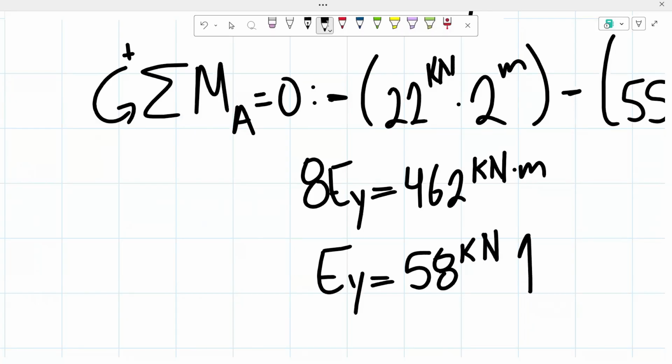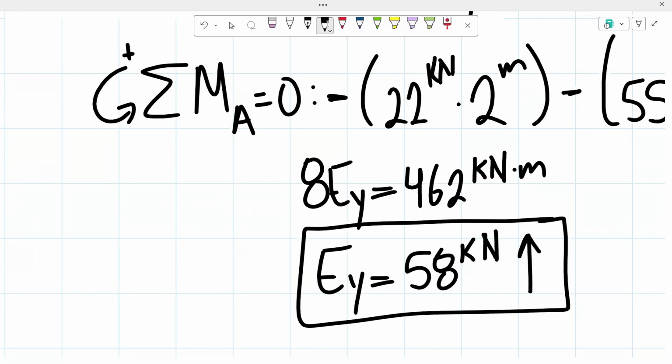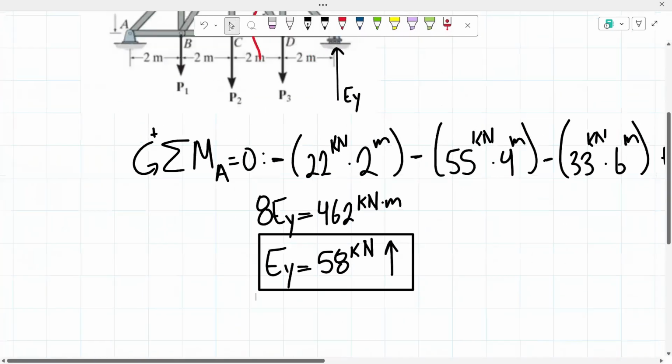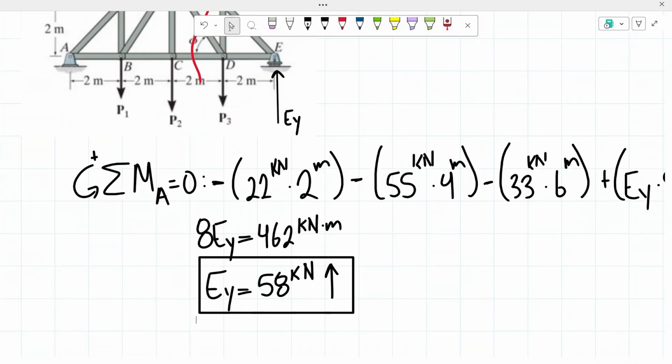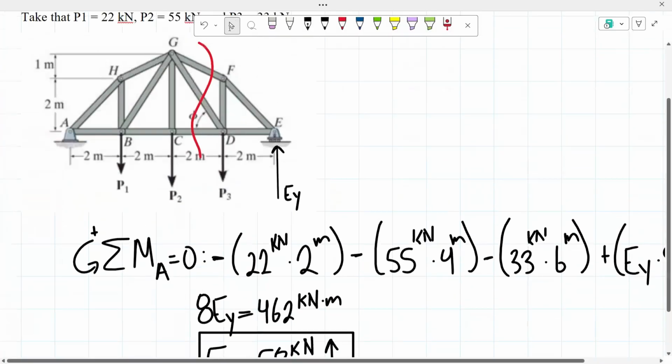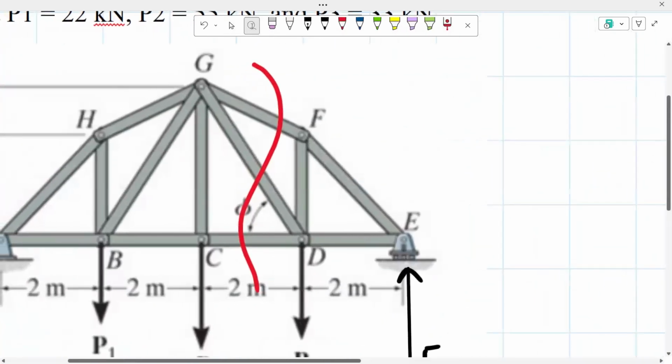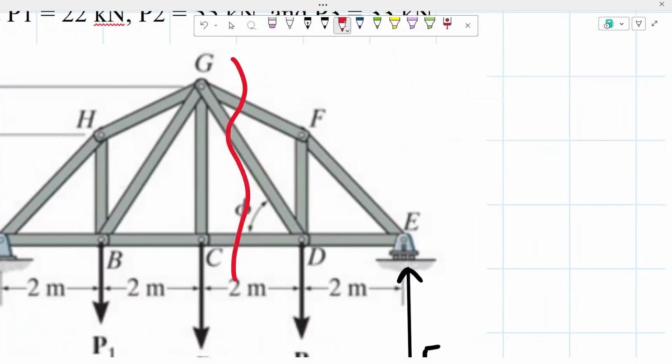Since we got a positive number, that means that we assumed correctly the direction of our reaction, meaning that it will be going upwards. So now that we have that, we can proceed using the method of sections to determine the forces of each of these members. I'm quickly going to erase this a bit and move it just a bit here. I'm going to assume that all of my members right now are in tension, so away from the joints, but we will find out if this is correct or incorrect.